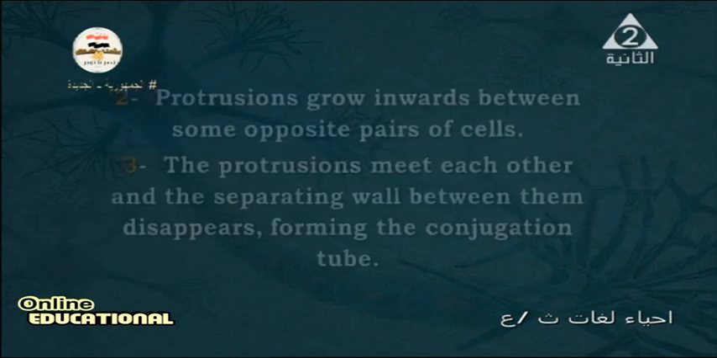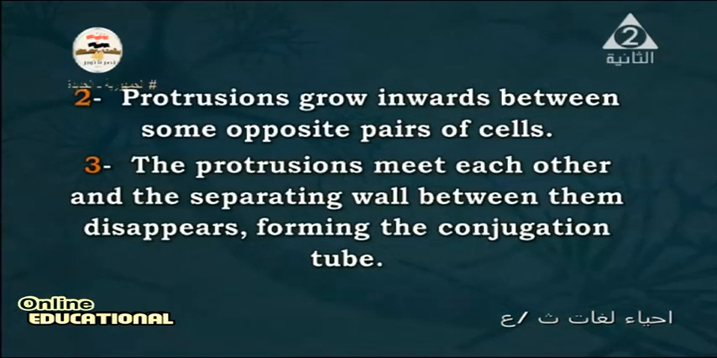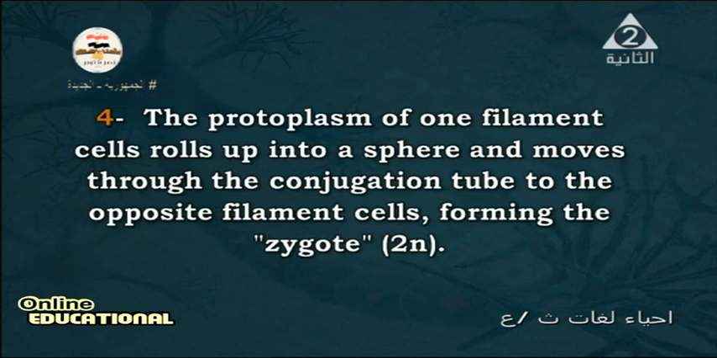Here we say protrusions grow inward between some opposite pairs of the cells. The protrusions means the small part coming from the row to meet the separating wall from the other tube. The protoplasm of one filament rolls up into a sphere and moves through the conjugation tube to the opposite filament, forming the zygote.